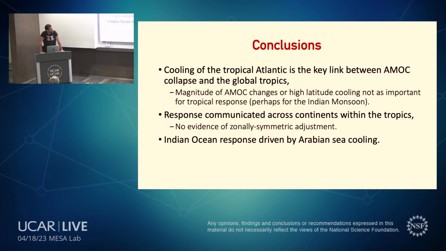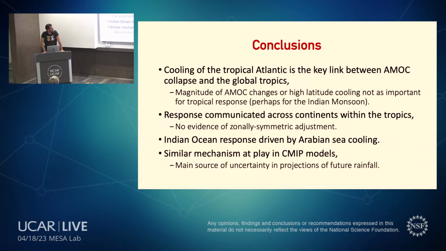The Indian Ocean response is driven by Arabian Sea cooling, according to the simulations. There's paleoclimate evidence that the Arabian Sea was colder than the rest of the tropics during Heinrich Stadial 1. And a similar mechanism seems to be at play in CMIP models, and it appears to be one of the main sources of uncertainty in projections of rainfall in a lot of places in the tropics. Not everywhere, but at least the Caribbean, the Amazon, and West Africa produce much stronger drying. And in India and in Indonesia, it opposes some of the thermodynamically induced increases in rainfall.